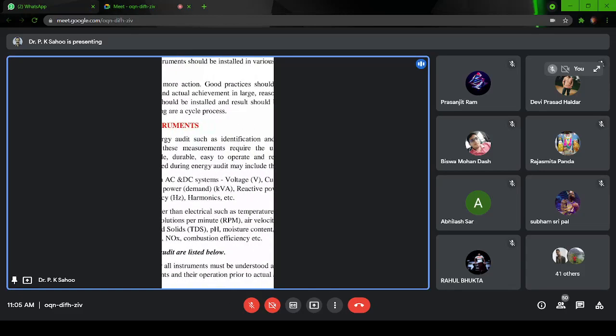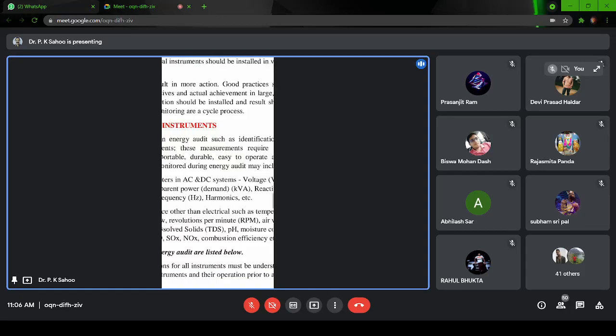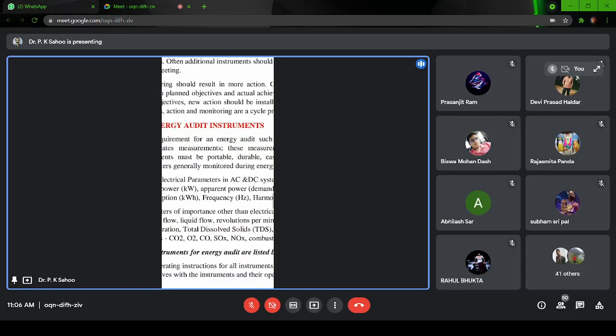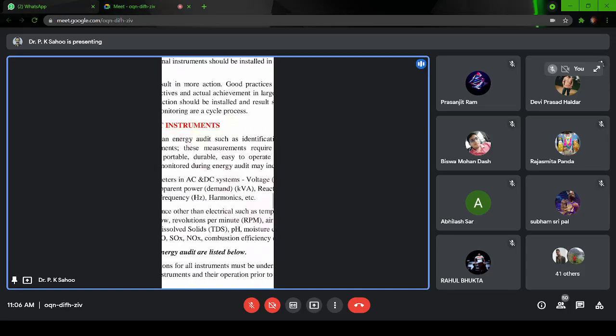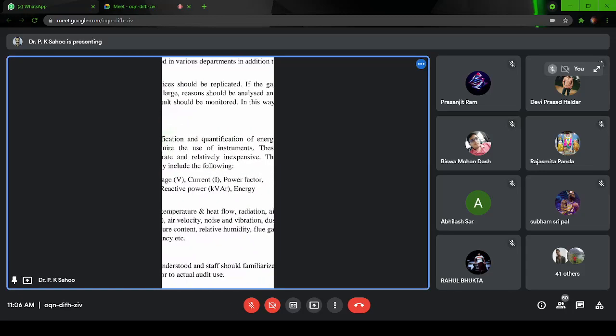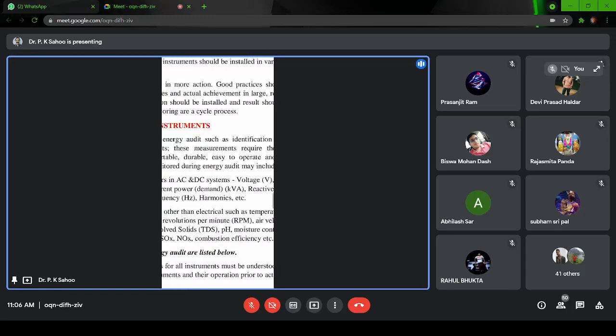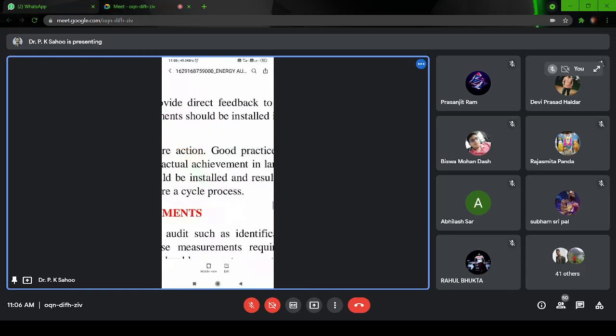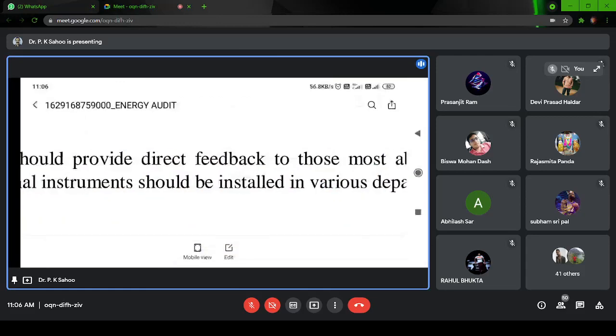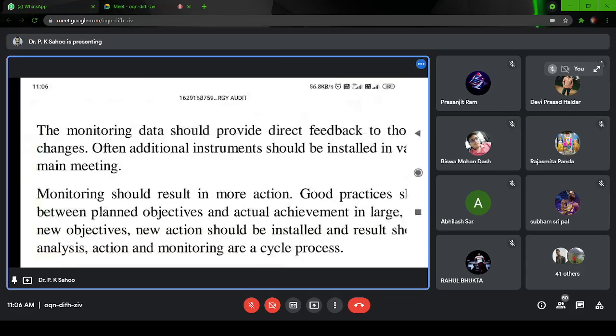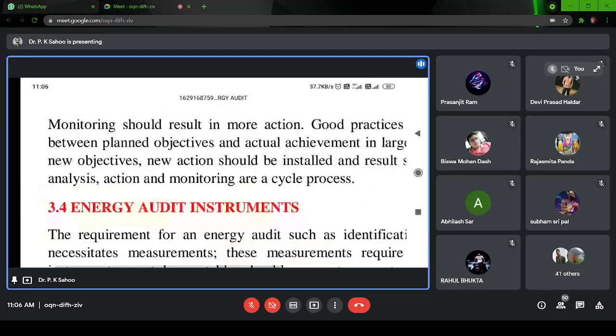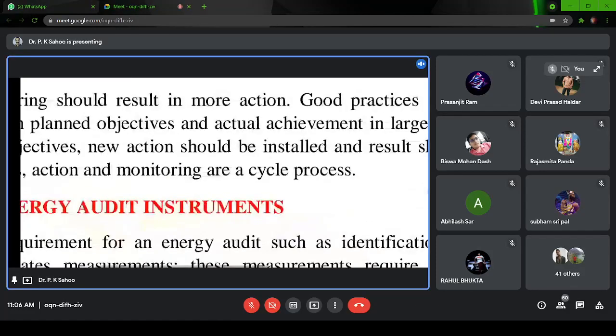I'll say tomorrow, it is now computerized. Everything is computerized. Your simulation work is now going on, so that you change your plan accordingly and a new action plan should be installed and results should be monitored, right? So this is a very important line to be noted by all of you. These two lines are important for you. Yes, new action should be installed and results should be monitored.